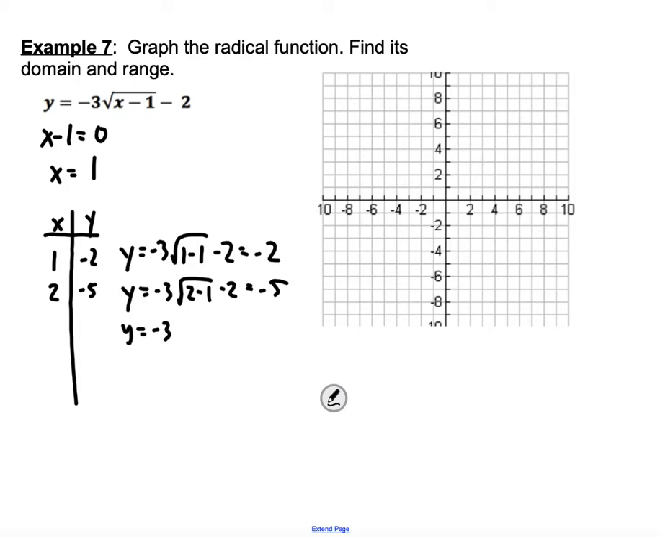Pick something larger than 2. So when you plug it in there, you can actually take the square root of whatever's in there. So if I put in 5, 5 minus 1 is 4, and I can take the square root of 4. 5 minus 1 is 4, square root of 4 is 2. 2 times the negative 3 is negative 6, minus 2 is a negative 8. So let's plot them.